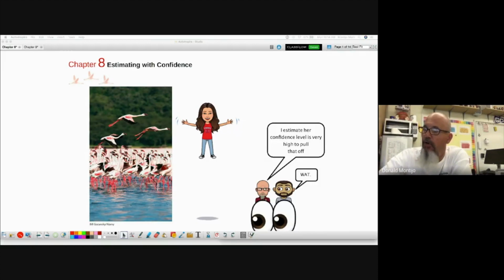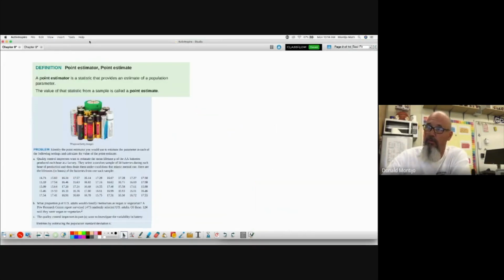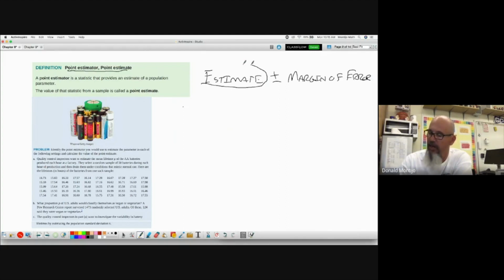So every single confidence interval in the world will have the same basic format. Every confidence interval in the world will have a format where we'll take an estimate plus or minus a margin of error. Now, what we use as the estimate and how we calculate the margin of error will change depending on the problem. So, the book will talk about point estimator and the point estimate. That would be this right here, the estimate.